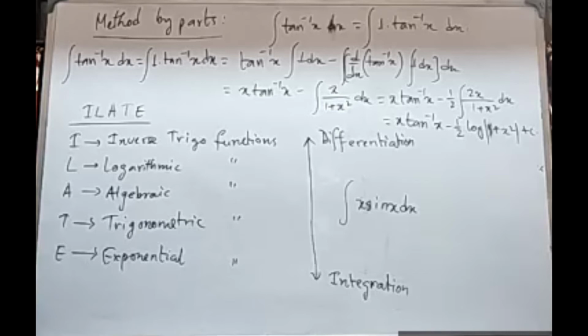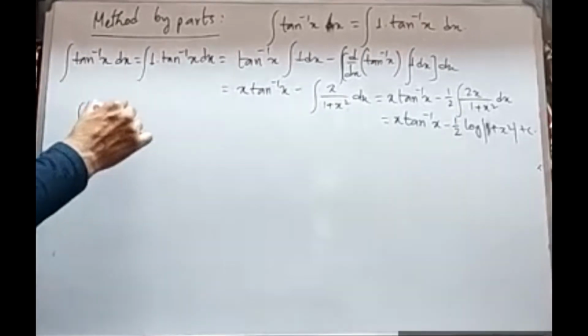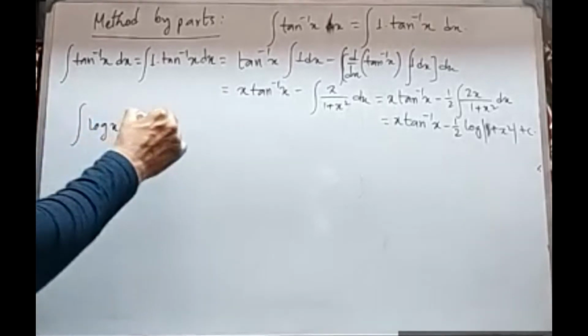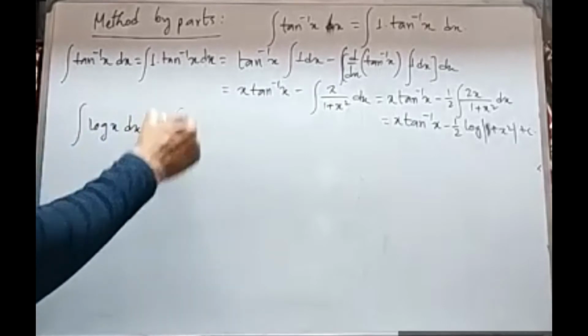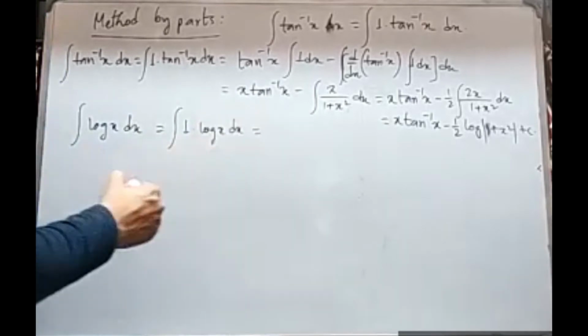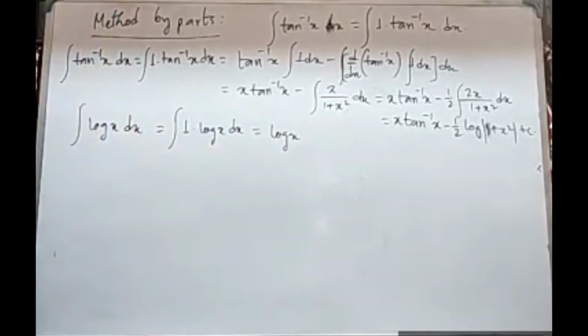Just in the same way, we can integrate other functions also. So say we are integrating log x. Very simple. Again, we don't have any formula for log x, so we can consider it as 1 into log x. So log x is outside because, by ILATE, L is coming before A. So L should be differentiated and A should be integrated.